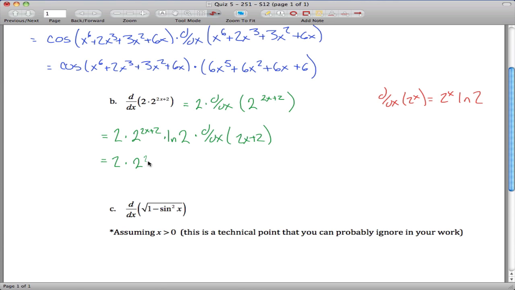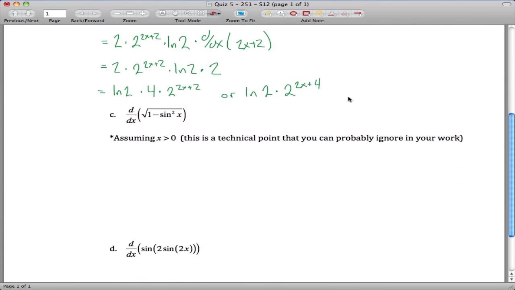So if you multiply all these through, you get a lot of 2's. You could rewrite this as the natural log of 2 times 4 times 2 to the 2x plus 2. Or if you get a little clever, you can note that 4 is 2 squared. Then we'll have the same base, and we can add the exponents. Natural log of 2 times 2 to the 2x plus 4. So that's probably the cleanest way to write the answer.